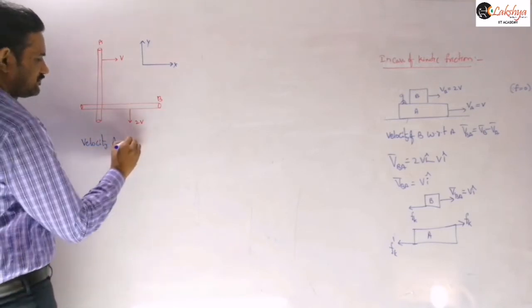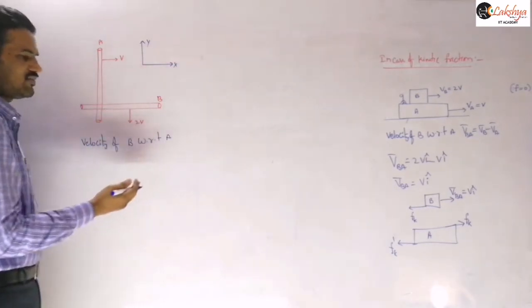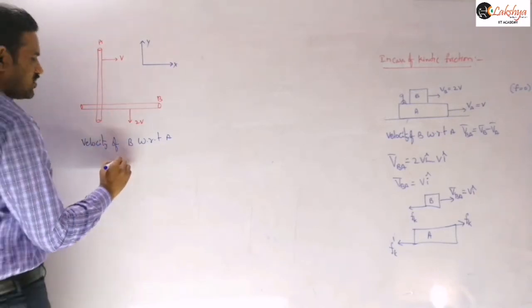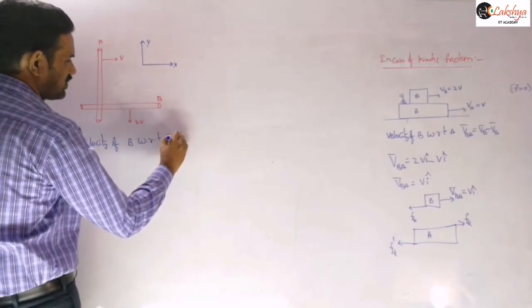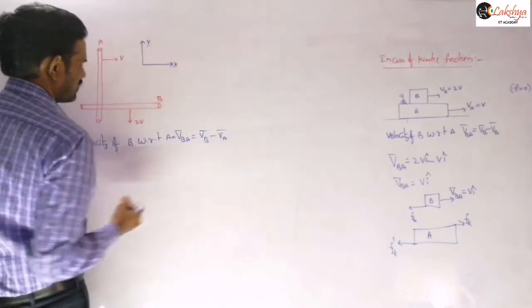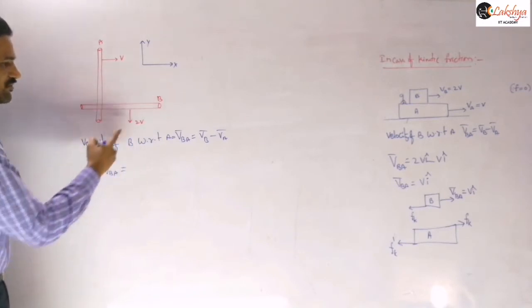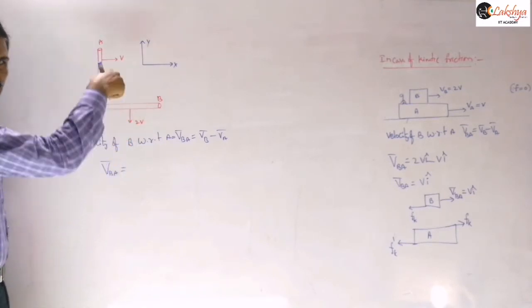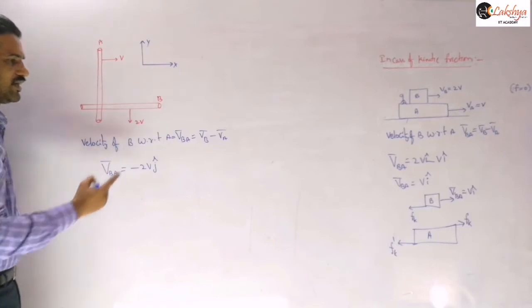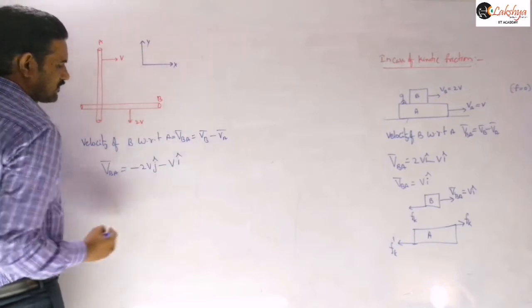velocity of B with respect to A. Either you can find B with respect to A or A with respect to B. That is your choice. Anything you can find here. So velocity of B with respect to A will be VBA, which is VB bar minus VA bar you can write, similar to our previous problem. So this is VBA bar is equal to, so VB bar means you can write this as 2V, and it is along this minus j cap. So it is minus 2V j cap, and VA bar is along this X direction, so I can write this as V i cap, right?